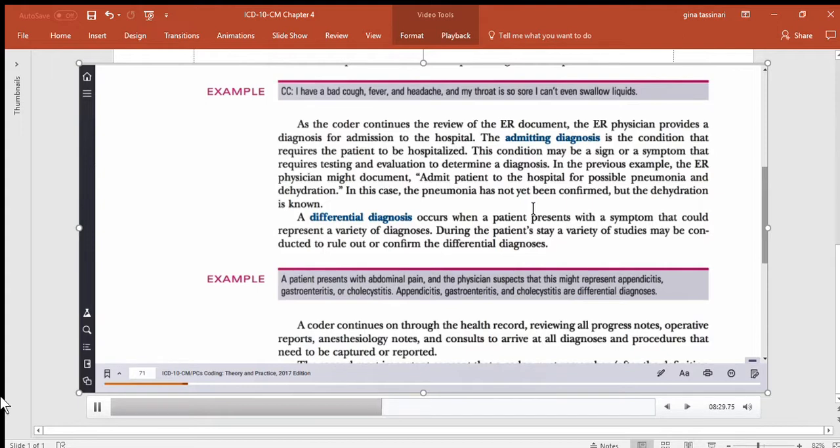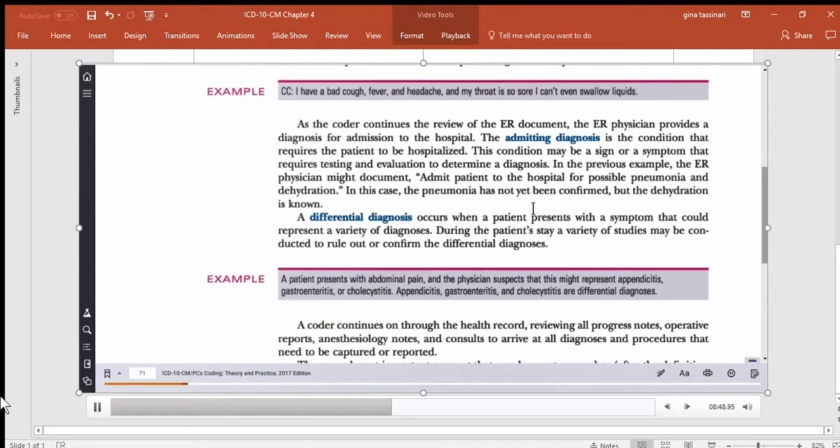It's in the objective portion, the O portion of the note. The objective portion is where the exam is actually happening. That's where the doctor is measuring, looking, and seeing things with his own two eyes, hearing things with his own two ears, and actually giving the physical exam.